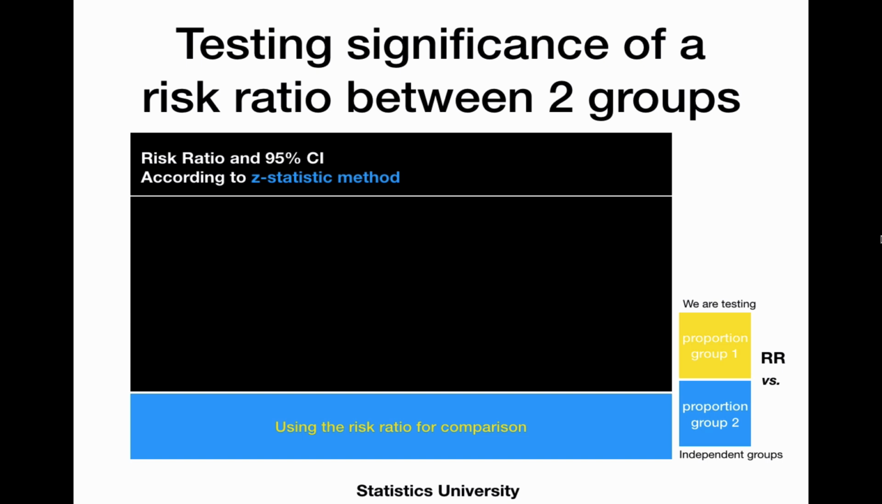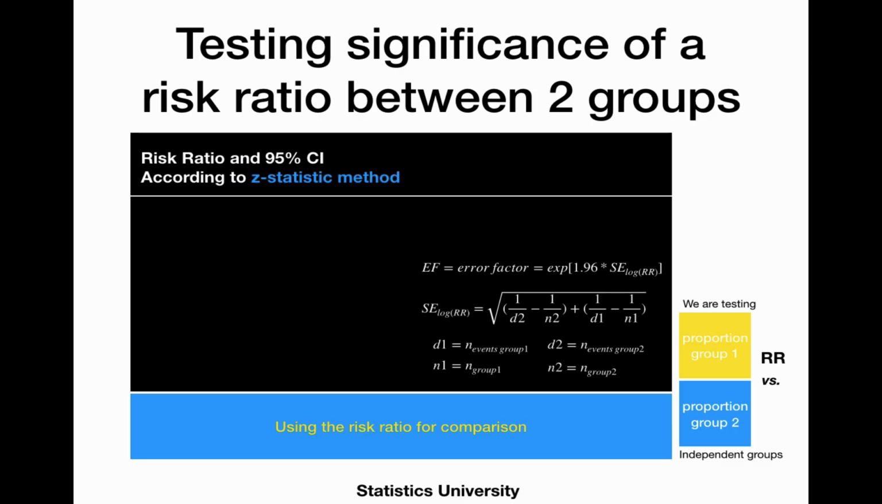Instead of focusing on the difference in proportion, we can also use the risk ratio. And to do that, we calculate something that's called the error factor with this mathematical formula. And the standard error of the log risk ratio here is calculated as follows. And the D's stand for the number of events or deceased in group 1 and 2 respectively. And the N's stand for the number of patients in group 1 and 2 respectively.